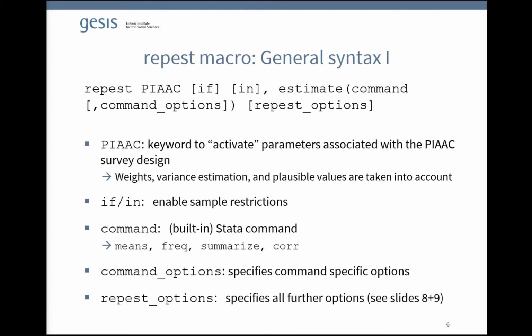On the left-hand side of the Repest command, we have the keyword PIAAC, along with any if or in statements. The keyword activates the parameters associated with the PIAAC survey design, that is, weights, variance estimation, and 10 plausible values for the cognitive skills are taken into account. If or in enable sample restrictions. Command can be any built-in command in Stata, for example, mean or summarize. The command options specify the options for the respective Stata command. The Repest options specify all further options, and we have a look at this on slide 8 and 9.